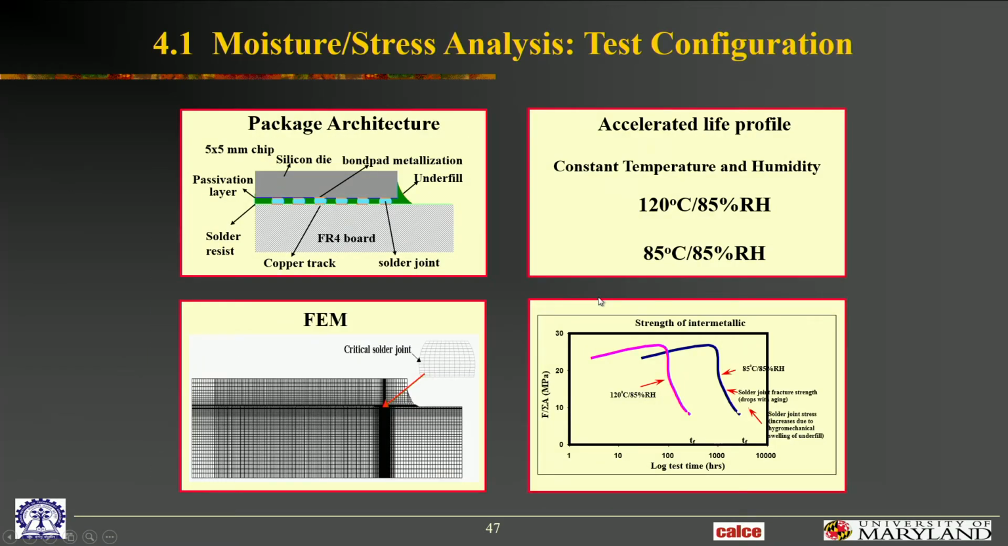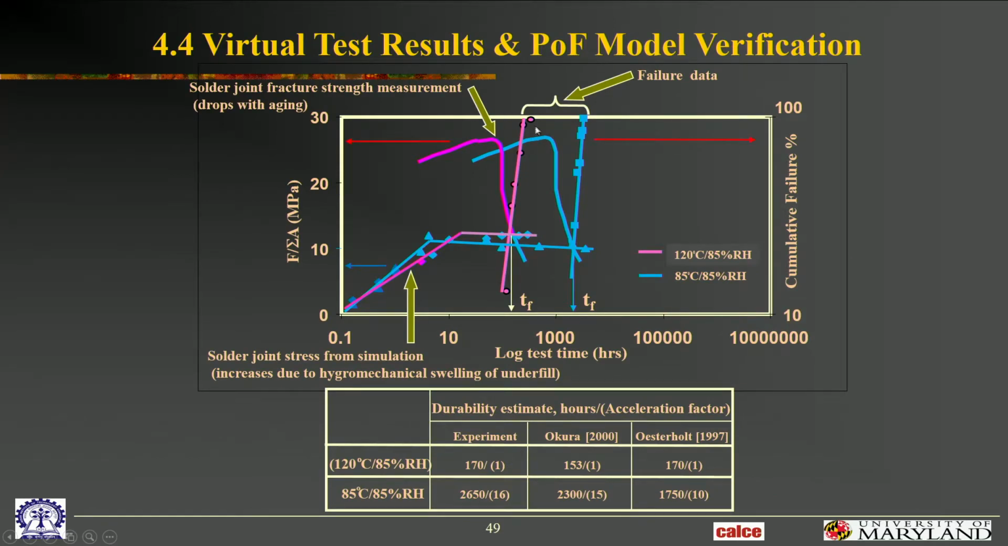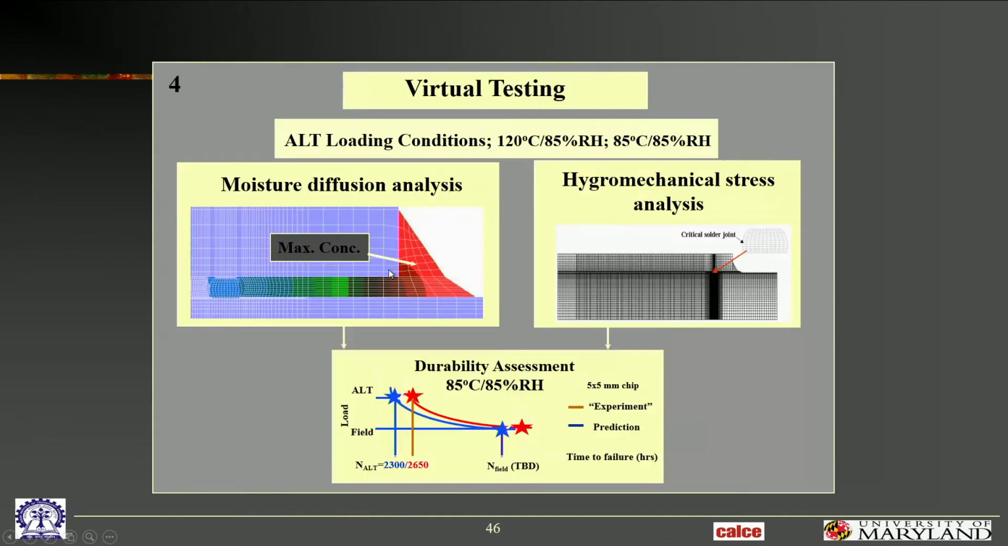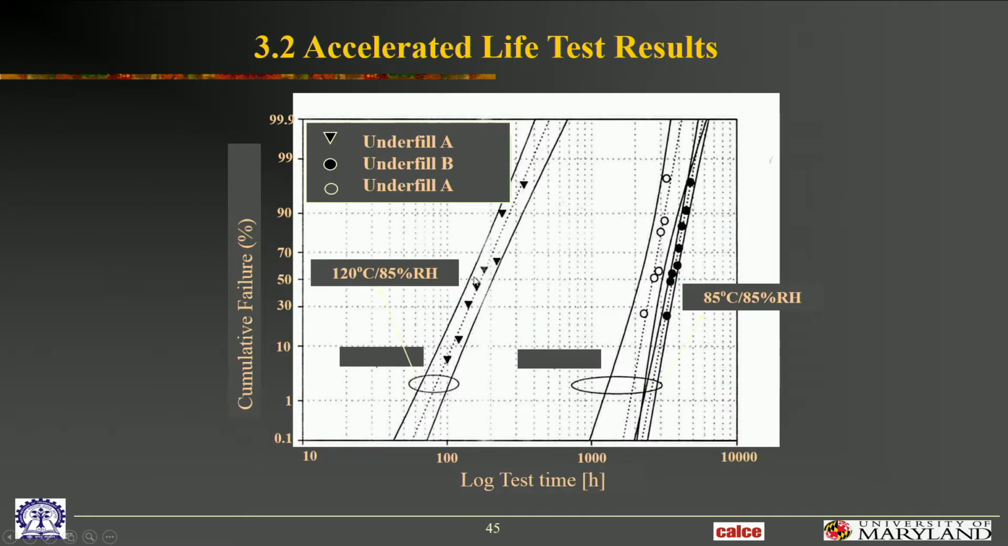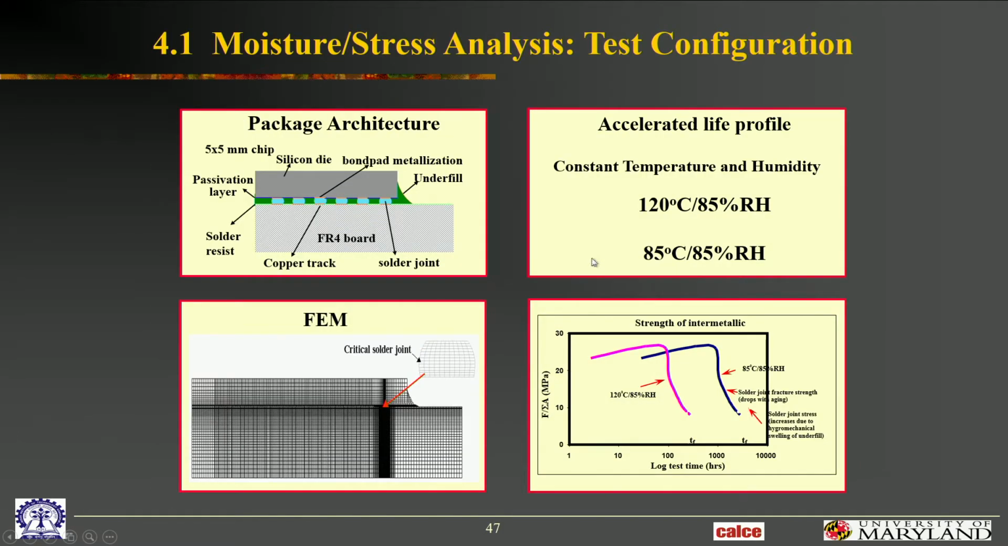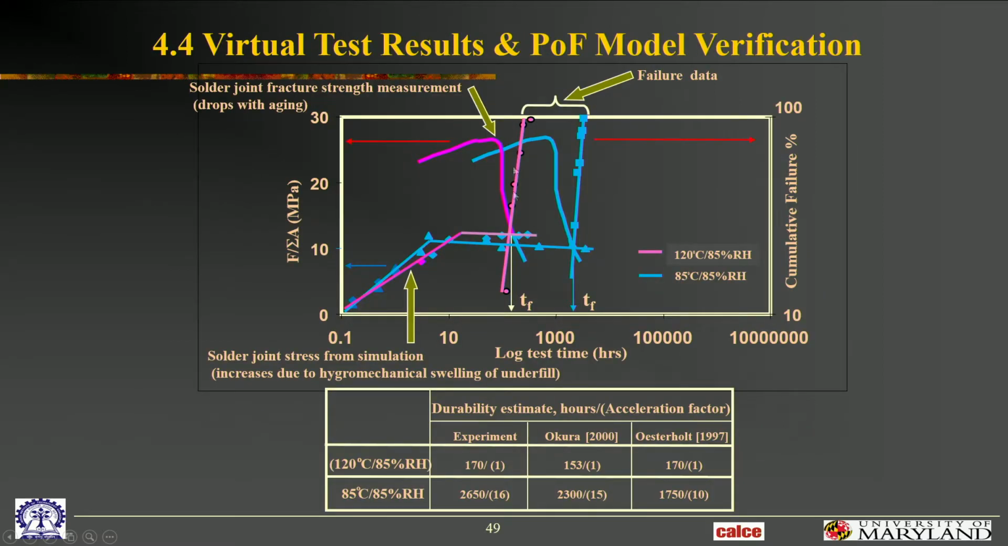This one, the pink one, is the data at 120 degrees C. That's this one, this Weibull graph. And the other one is in blue. So here's the failure data at 120 degrees C, Weibull slope. And here's the Weibull failure data at 85 degrees C for one of those two underfills.